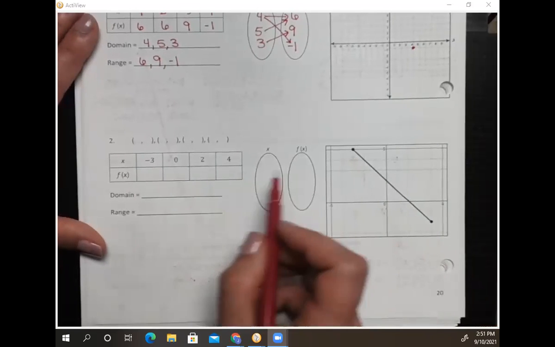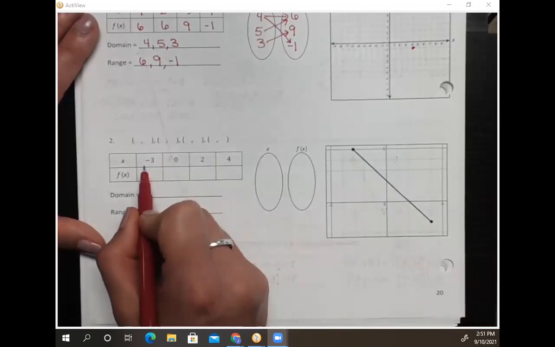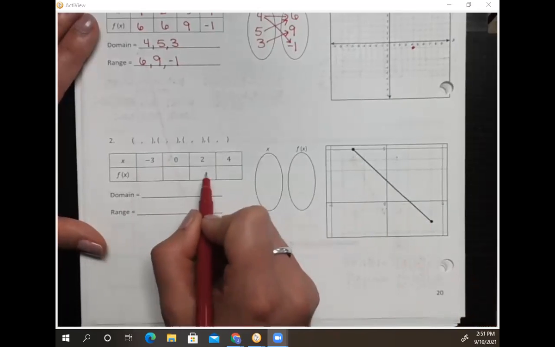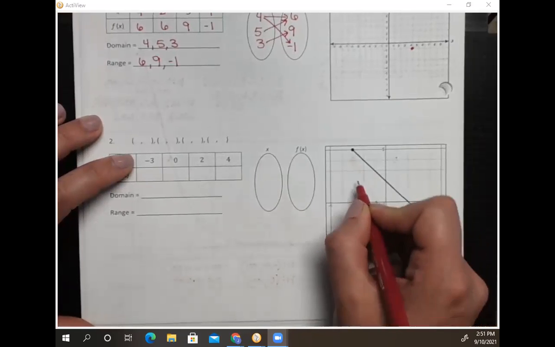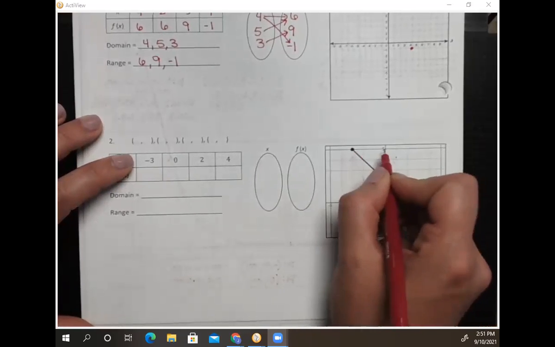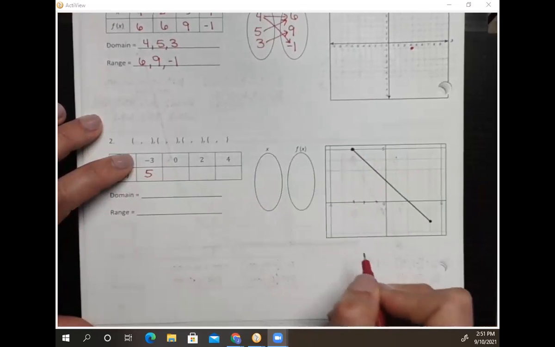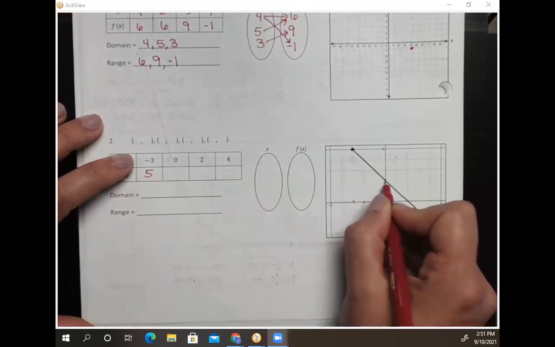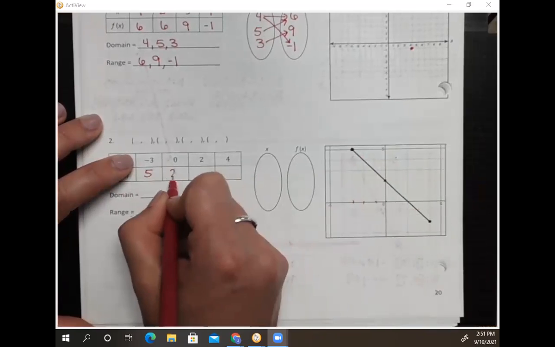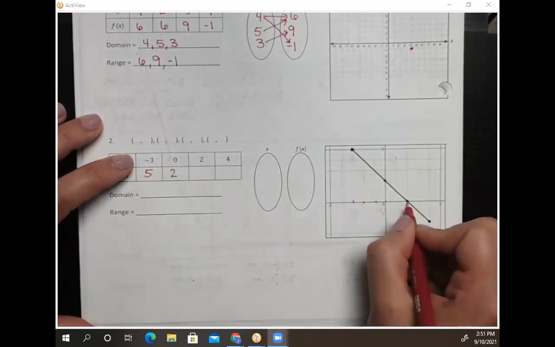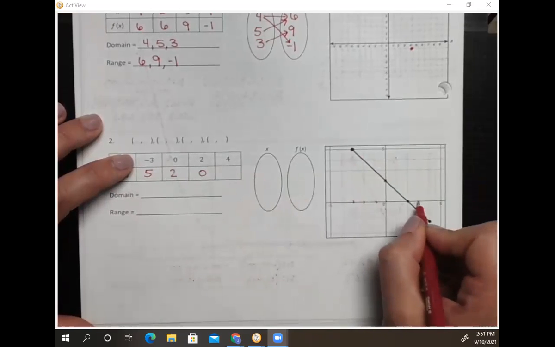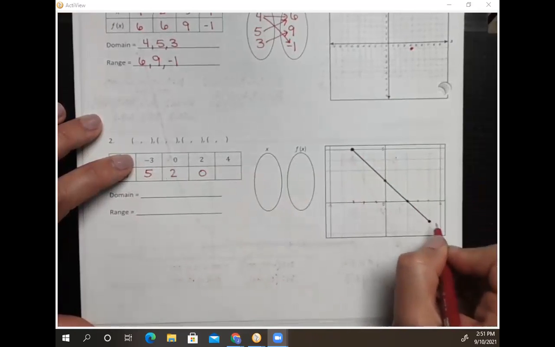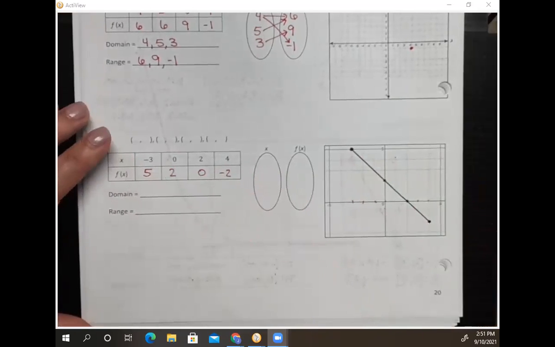So as I take a look at my graph, I'm going to pick out the Y values to finish my table. So when X is -3, that's this point right here. My Y coordinate is 5. When X is 0, my Y coordinate is 2. When X is 2, my Y coordinate is 0. And when X is 4, my Y coordinate is -2.